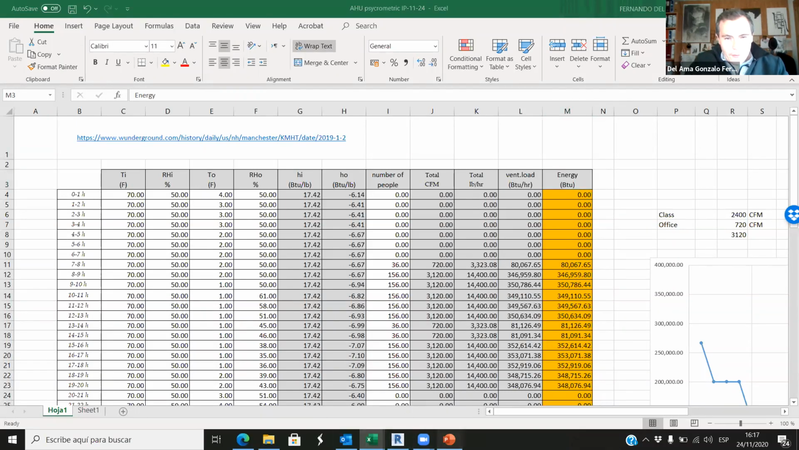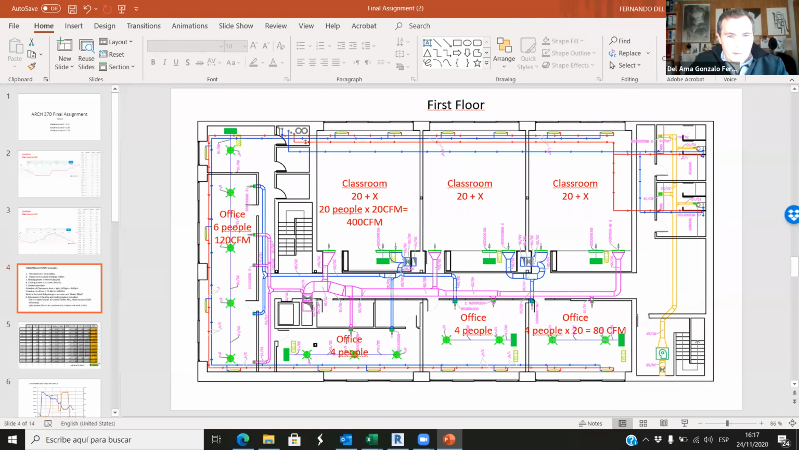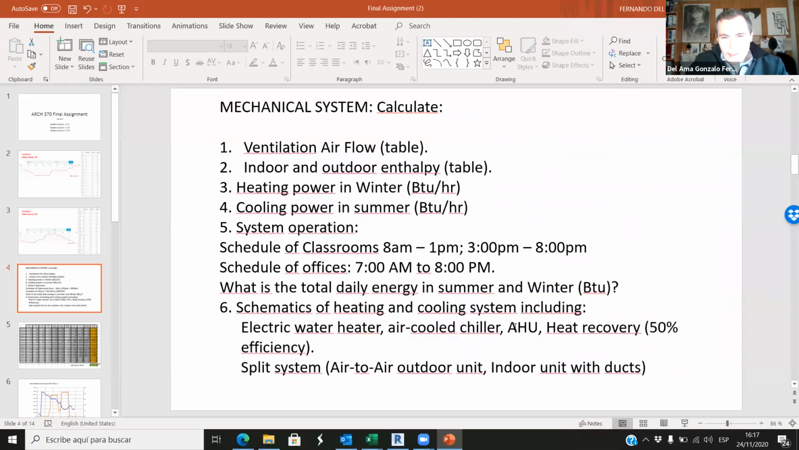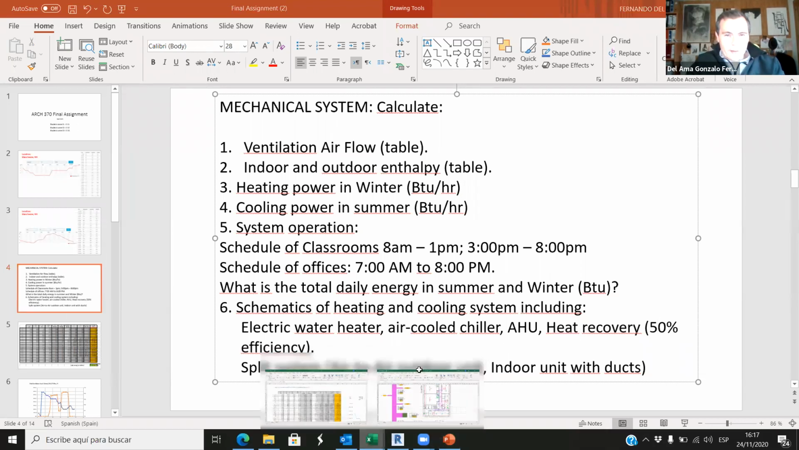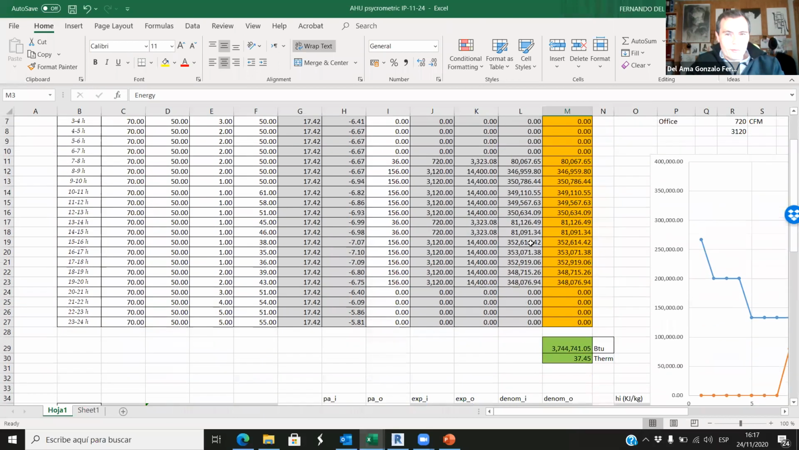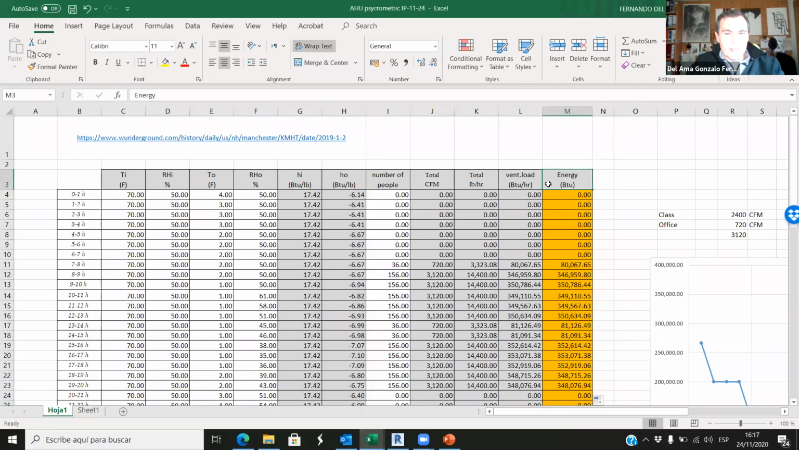But if you read the statement, we need a heat recovery. The AHU, the air handling unit, has a heat recovery, a 50% efficiency heat recovery. So how can we do that in this Excel file? Okay, so here we don't have anything to include the energy efficiency of this heat recovery. So we are doing this without a heat recovery in our air handling unit. If we want to include efficiency, then we need to add 2 more columns to this Excel file.